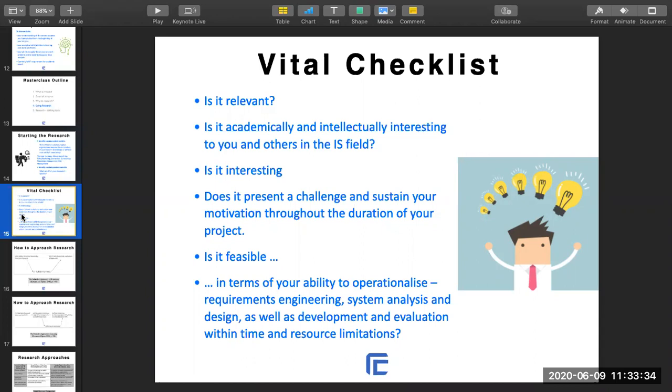Is it relevant to the environment you are in? Is it academically and intellectually interesting to you and other people in your field? You can see if a topic is interesting if people are publishing on it in your field. When you look at the journals, are people writing about it currently? Is there a 2020 article about it? A 2019, 2018 article about the topic? Then it suggests that the issue is in vogue, is interesting.